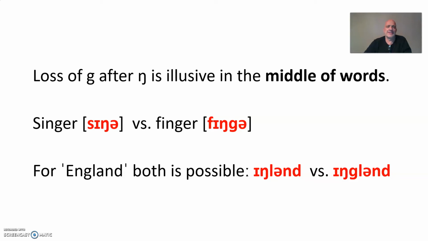Loss after ng is elusive in the middle of words. This is what I want to say. I mean, why do we say singer and why do we say finger? Probably it's because of sing. Yeah, sing, no g, and then singer, no g as well. But it's elusive, and you can say today England or England. I would say England, but it's probably because I'm so conservative. Okay, England or England, English or English.